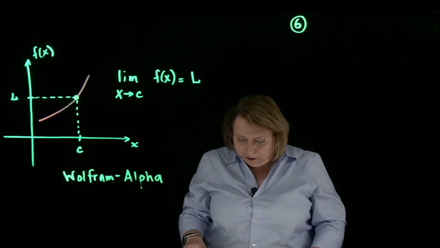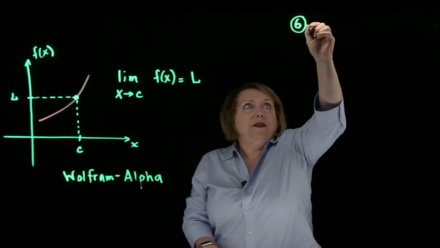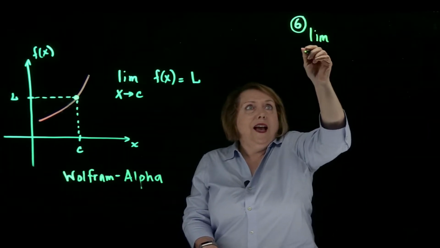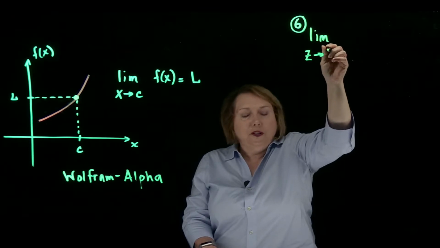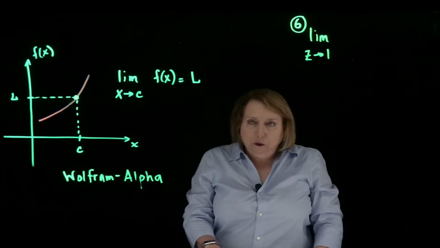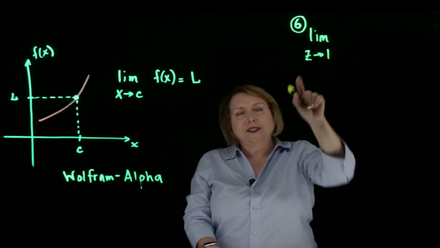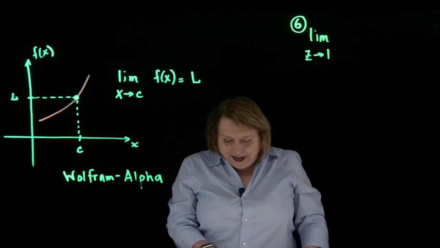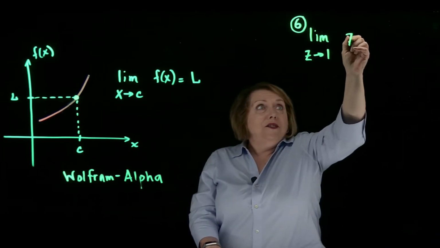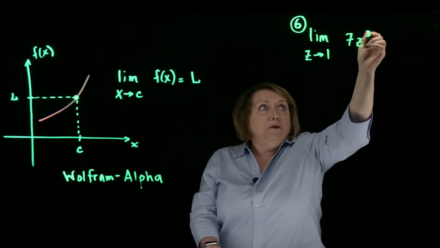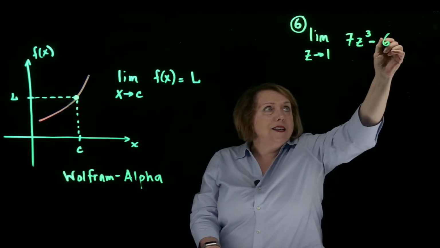Let's try another problem. Let's take the limit as z approaches 1. So we can have any variable here. It doesn't have to be x. We'll use z this time. Of 7z cubed minus 6z.